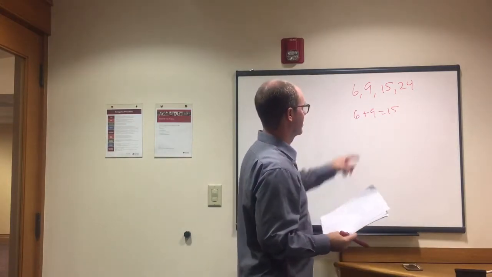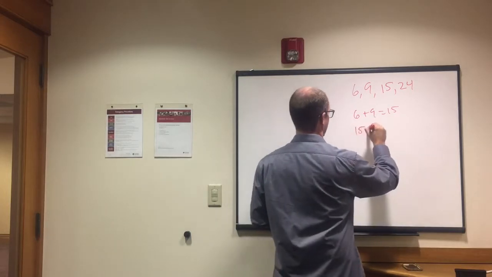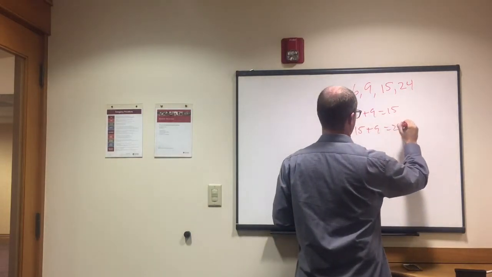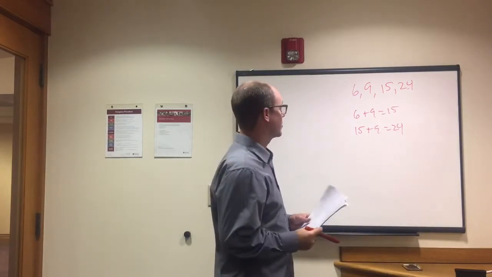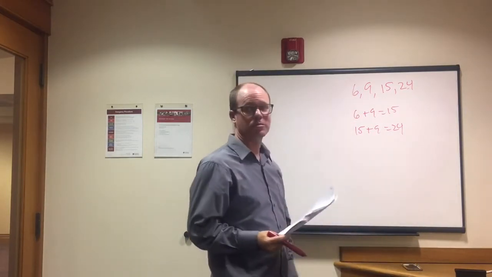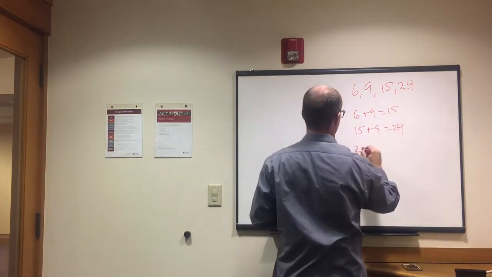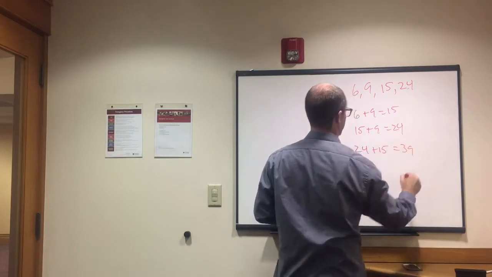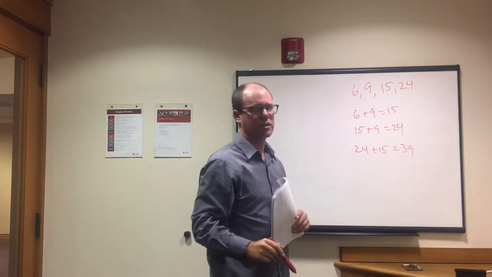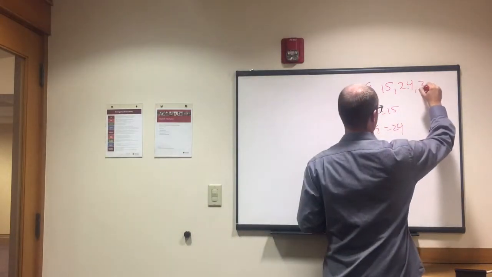Okay, and then what about these two? 15 plus 9, 24. Okay, so that's the pattern, right? They're just adding the previous two together. Okay, so what would the next number be? Adding these two together, 24 plus 15 equals 39. Okay, and if we did one more even, right, so I think you do this also.